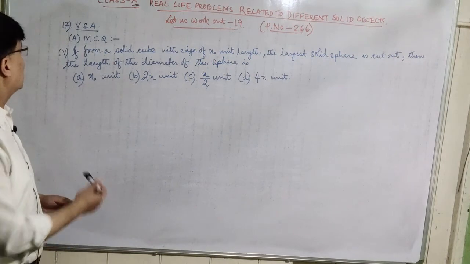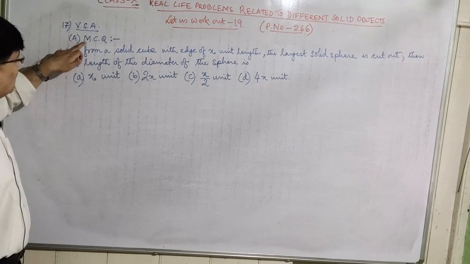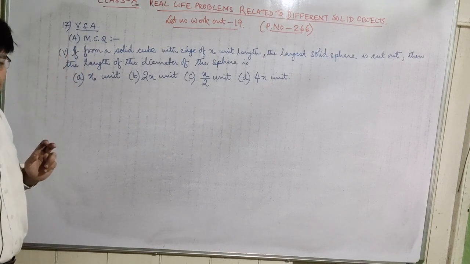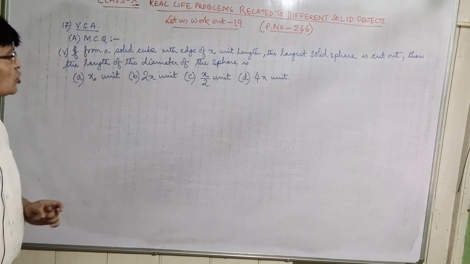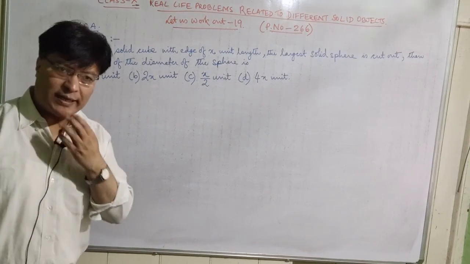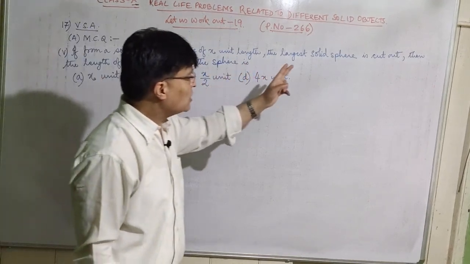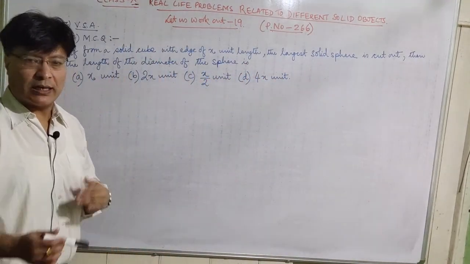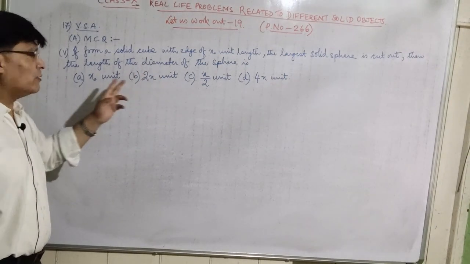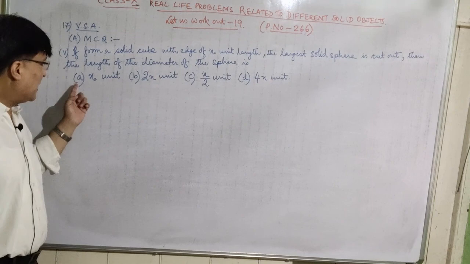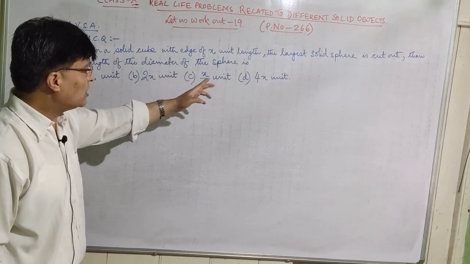So now we'll do the next question, that is question number 5. This is 17A multiple choice question type. The question is: if from a solid cube with edge of x unit length, the largest solid sphere is cut out, then the length of the diameter of the sphere is, whether it is A, x unit, B, 2x unit, C, x by 2 unit, or D, 4x unit.